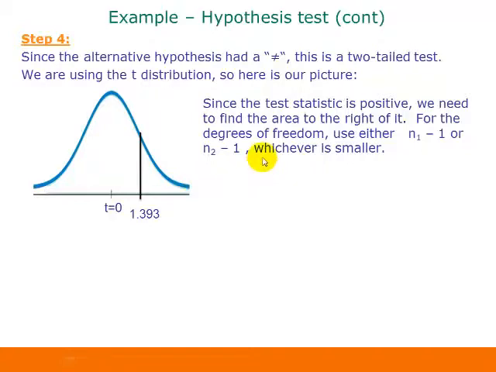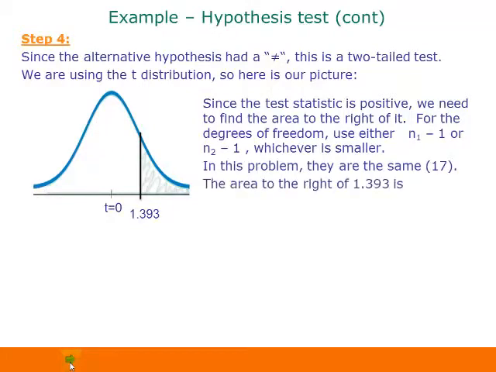And here for our degrees of freedom, we use either n sub 1 minus 1 or n sub 2 minus 1, whichever one is smaller. In this problem, they're both the same, 17. So we'll use 17 degrees of freedom. So to get the area to the right of our test statistic, we do TCDF from 1.393 to 1000 with 17 degrees of freedom and get 0.0907.